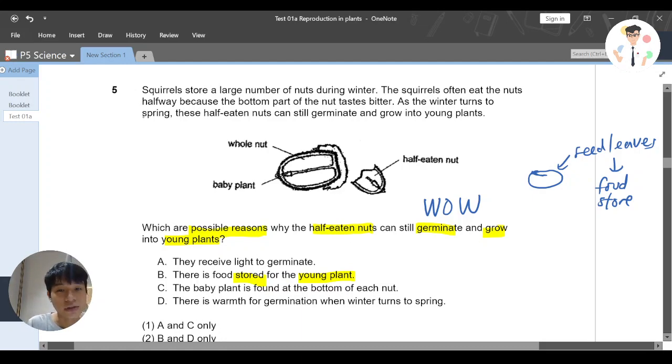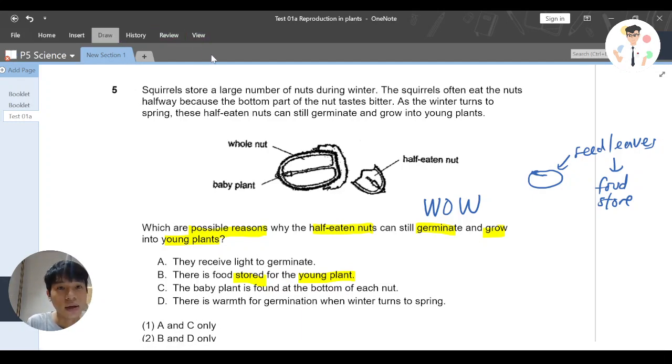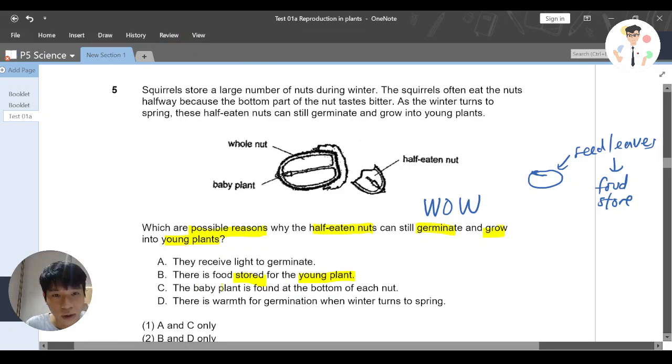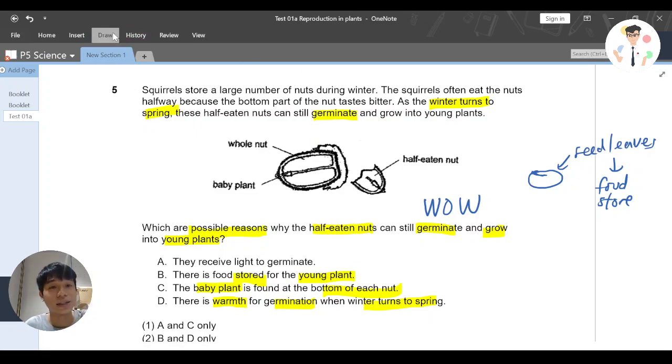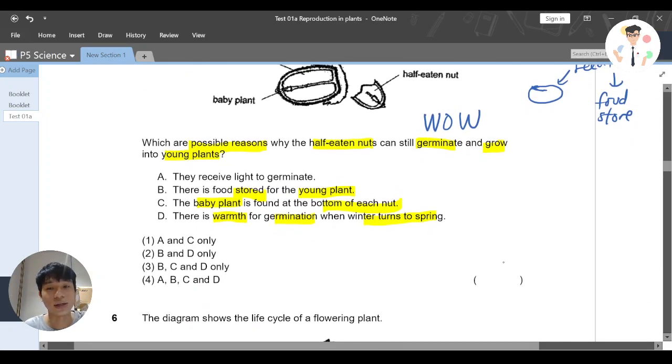The next one, the baby plant is found at the bottom of each nut. Okay, that's acceptable. If it's on top, then it's eaten, which means it died already, right? And next, D, there is warmth for germination when winter turns to spring. Can you see here? Winter turns to spring. It can still germinate because warmth is coming in. That's why for question 5, the answer is options B, C, and D, which is option number 3.